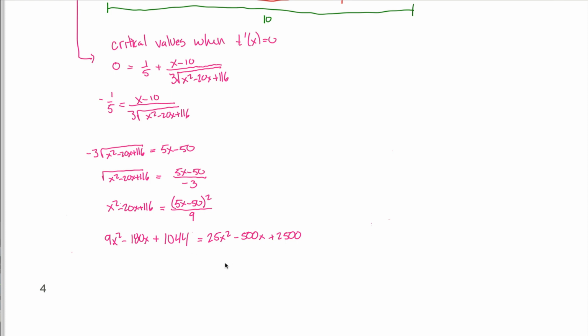I'm making progress. I want to set this thing equal to 0. So I'll subtract 9x squared from both sides, leaving me with 16x squared over here. I'll add 180x to both sides. That would leave me with what? Negative 320x. Negative 500x plus 180x. And then I'll subtract 1044 from both sides, which would leave me with 1,456. Fortunately, I think 1,456 is divisible by 16.